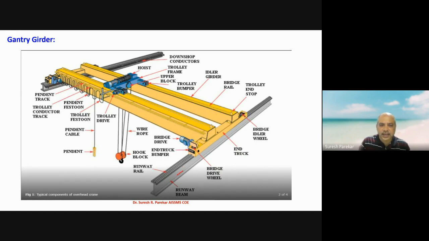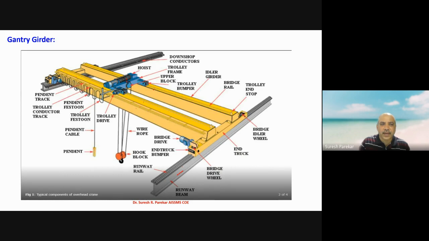On this gantry girder, you can see this runway rail. This is the main one. Then you have this crab, or you can say the trolley frame. Then we have the motor over here, and this crab is going to move on the crane girders. These two are crane girders. On these crane girders your trolley is moving, and on these crane girders we have wheels, four wheels.